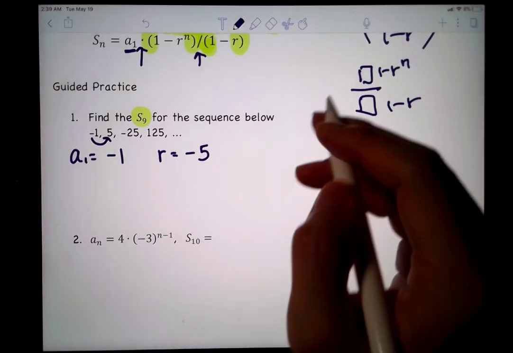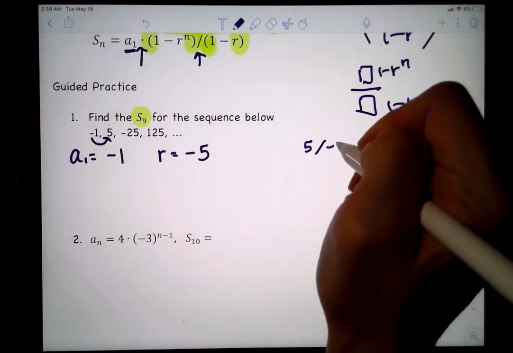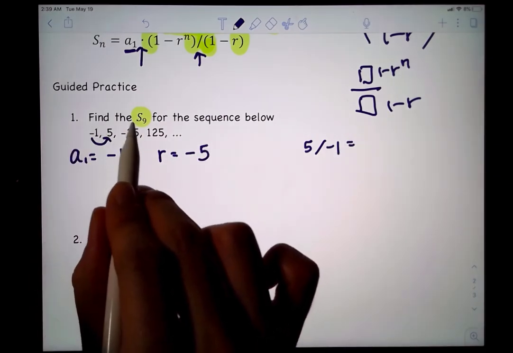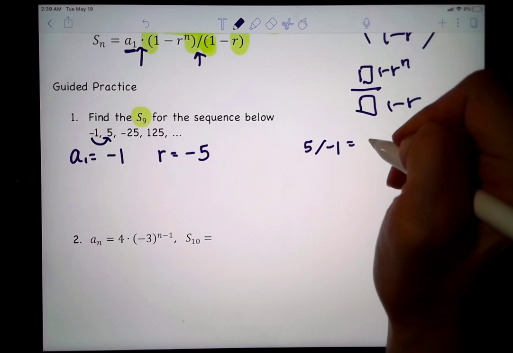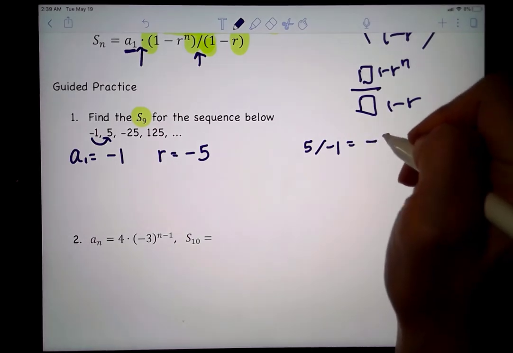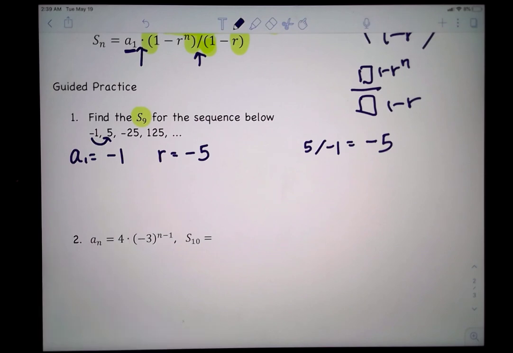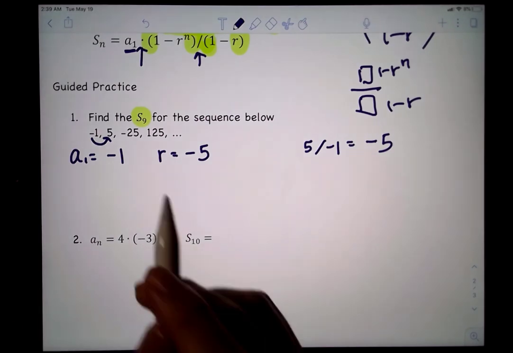Or more easily you can do this: 5 divided by -1, second divided by first, or third divided by second. When you do that, you get your common ratio. So I got this one, and then we just plug the numbers into the formula.